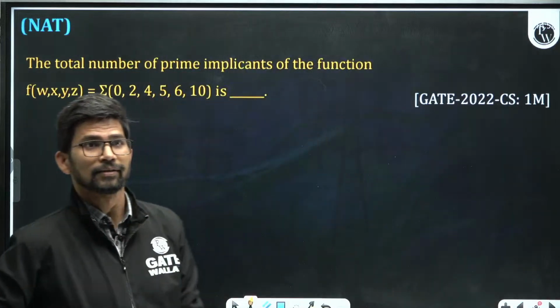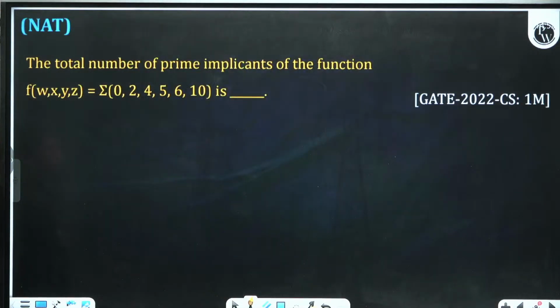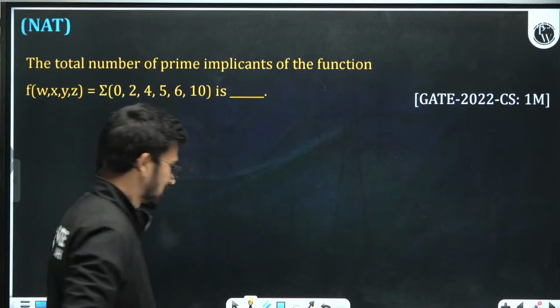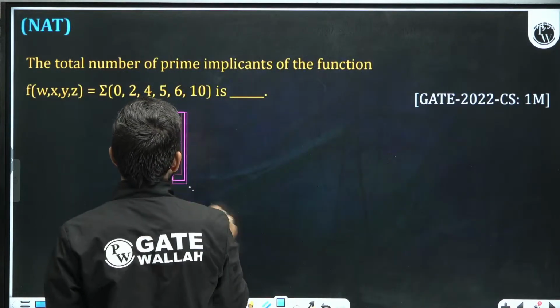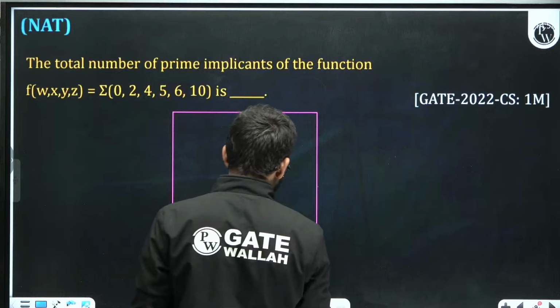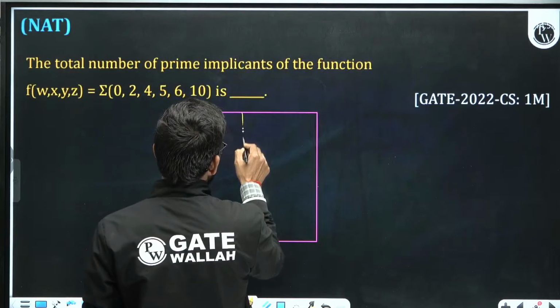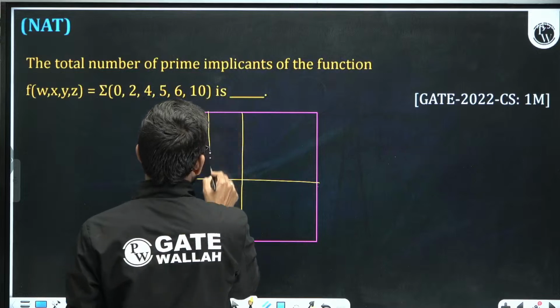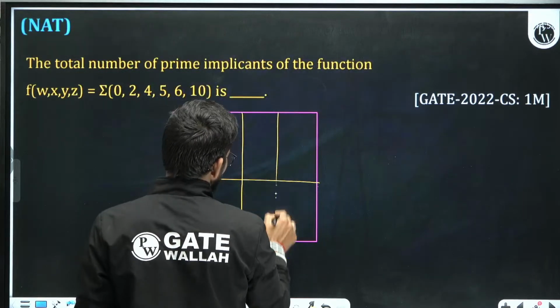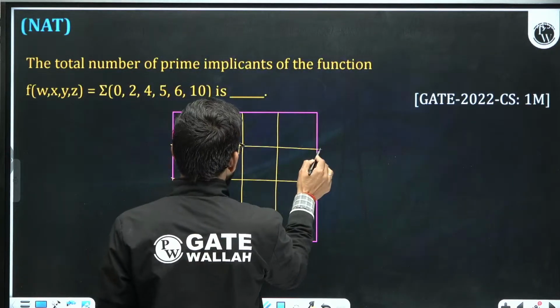What is the answer? Somebody is getting 5, somebody is getting 3, somebody is getting 4. Prime implicants. They have asked you to find out the prime implicants, not the essential prime implicants. Out of those prime implicants, some will be essential, some will be non-essential. So you need to find out the prime implicants.